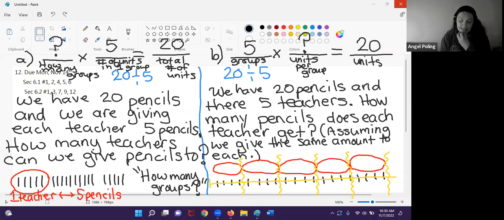Okay, so let me erase that yellow stuff. Oh, that's not the eraser.